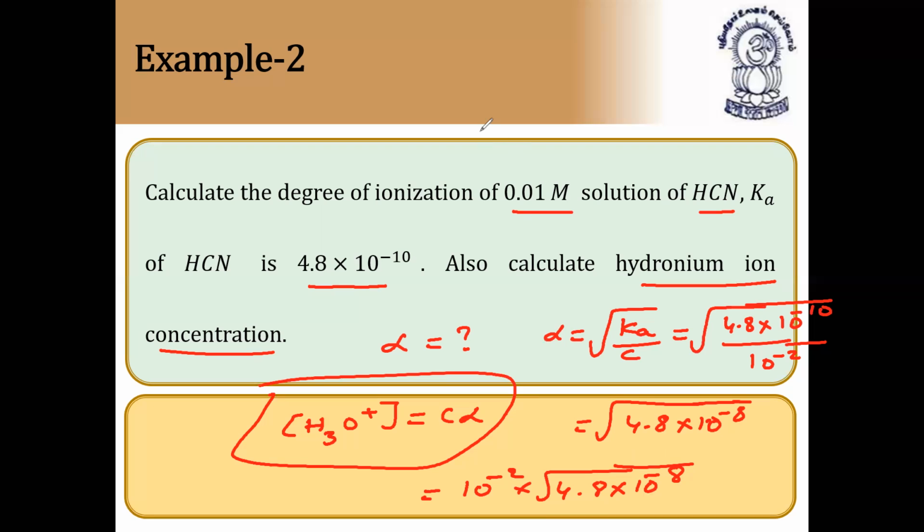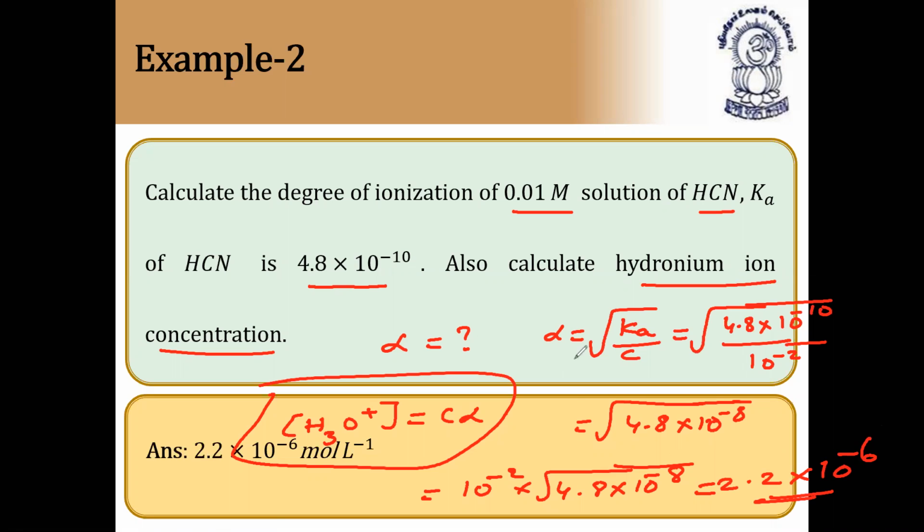So let us check the answer now. You can calculate there itself. As I told you, 10^-4 into 10^-2 becomes 10^-6, and root 4.8 is 2.2. So the answer is 2.2 × 10^-6 moles per liter. What is the value of this? It is equal to 2.2 × 10^-6 moles per liter, which is the unit. So please note down.